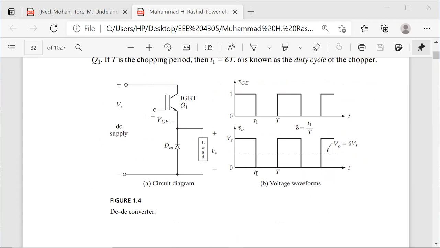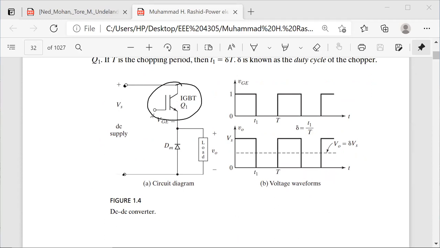If you look at the figure, this is the DC voltage, and there is a switch here. This switch is the IGBT. I will come back to this IGBT. IGBT is the insulated gate bipolar transistor, so the gate will be insulated. It will be like your MOSFET. Okay. So it will get a pulse like this.